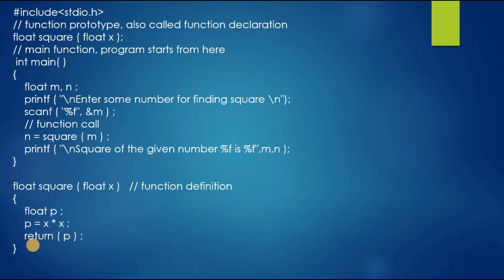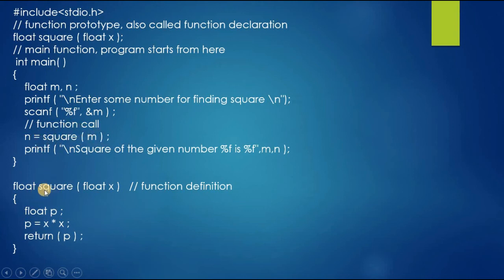How will this program execute? It will go to the main function. After going to the main function, it will print the statement "enter some number for finding square". Then by using the scanf statement, we will give an input to the program. After giving an input, it will call the function. In the function call, we wrote n is equal to square, then inside the brackets m.